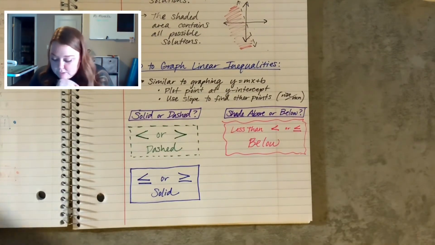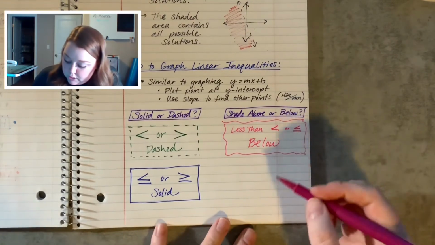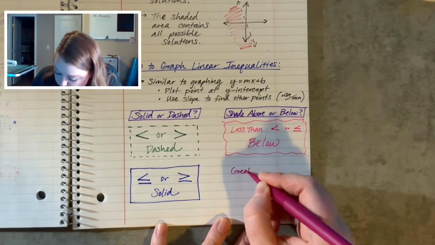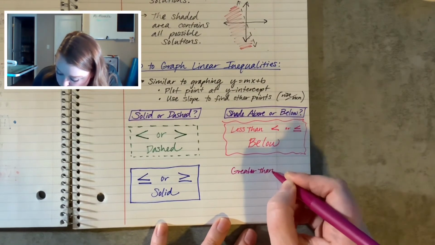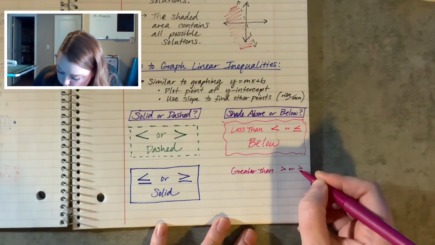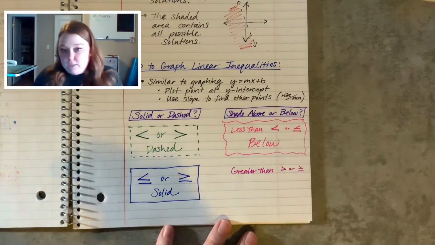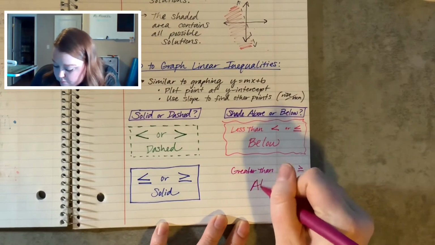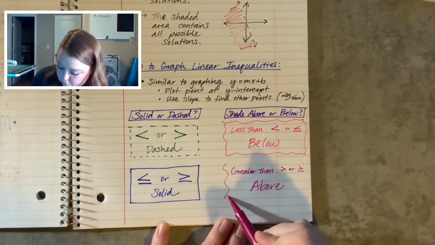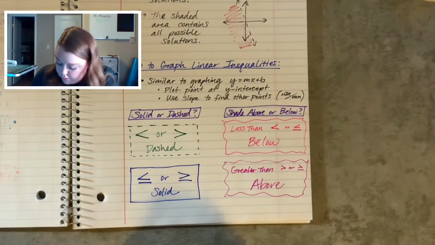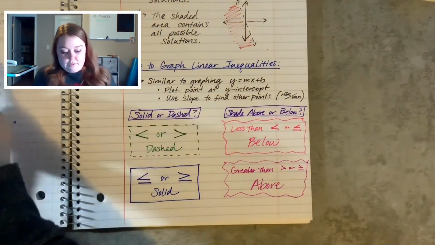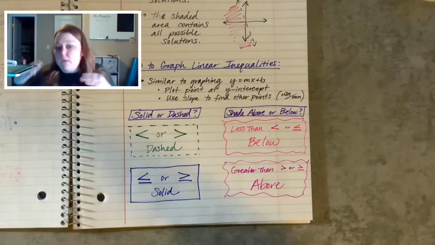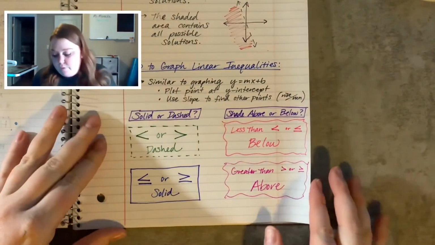The last one would be knowing when to shade above. If you have a greater than, so greater than looks like this, or greater than or equal. If it's greater, then it needs to go up. You would shade upwards. You can say above or up, whatever makes more sense to you. That's kind of like your rule book right there. Hopefully it makes some sense why it's above and below. Less than, you go lower, greater than, you go higher, right?